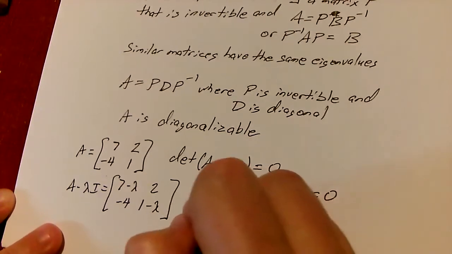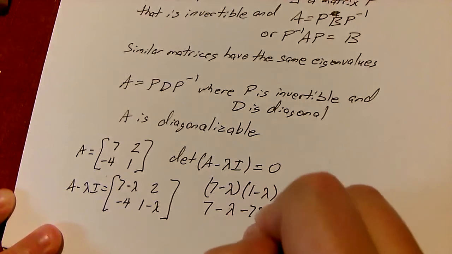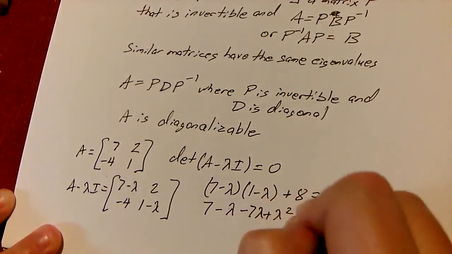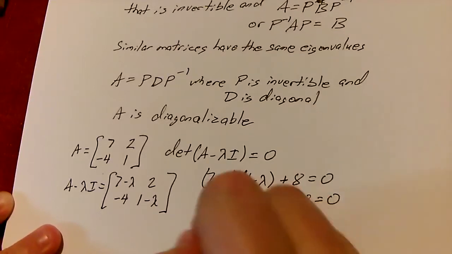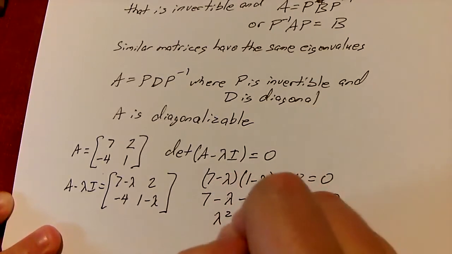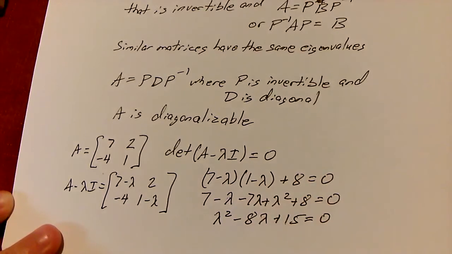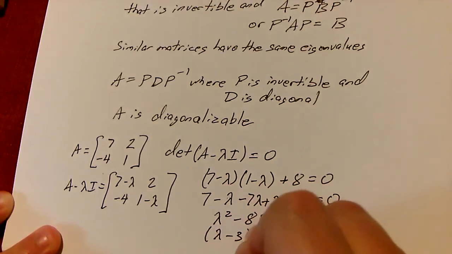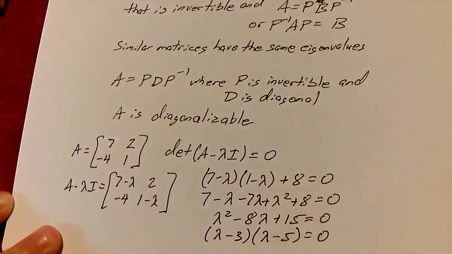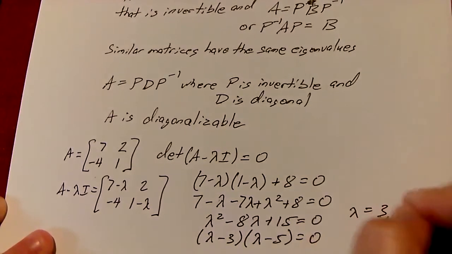Okay, multiply this out. So I get 7 minus lambda minus 7 lambda plus lambda squared plus 8 is equal to 0. Keep simplifying. I've got lambda squared minus 8 lambda plus 15 is equal to 0. So I have lambda minus 3, lambda minus 5 equals 0. It factors that way. So my eigenvalues then are 3 and 5.